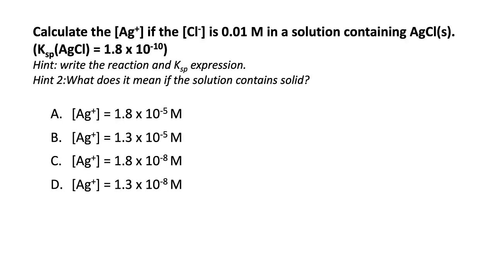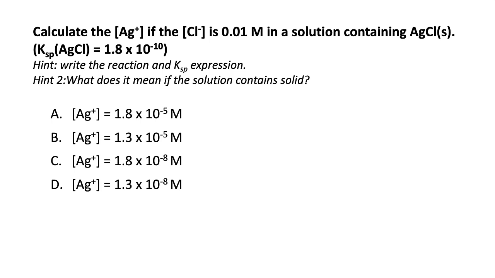Okay, for one last question here, let's look at the following. What is the silver plus concentration in solution if the chloride concentration is 0.01 molar? Note that this says in a solution containing silver chloride, so what does that mean exactly? And the KSP of silver chloride is provided as well.